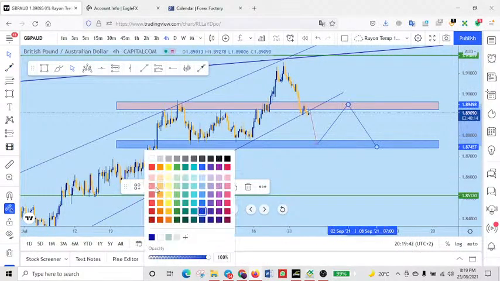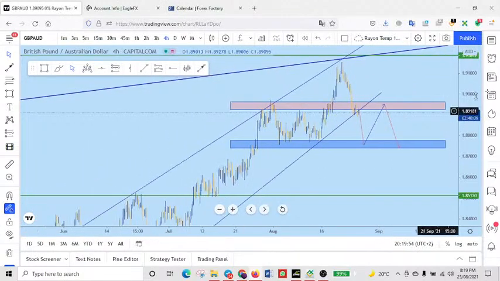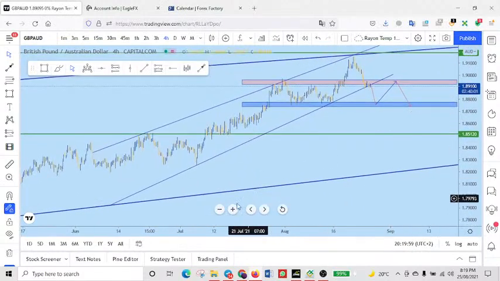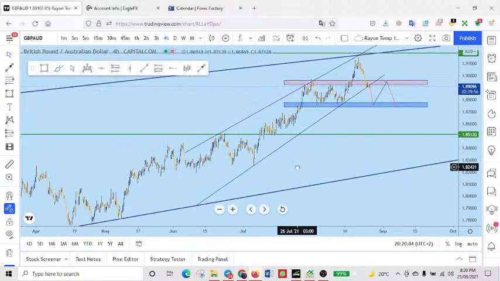Look at this. You see. So now looking at this, just looking at this already, we are able to predict a possible move of the market. Like, let me do this. You see what I'm talking about?